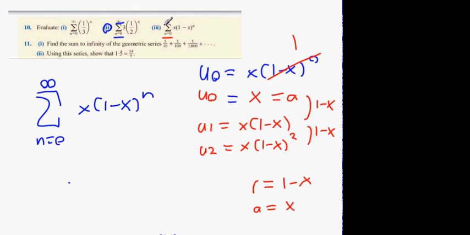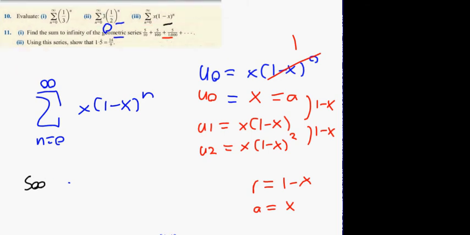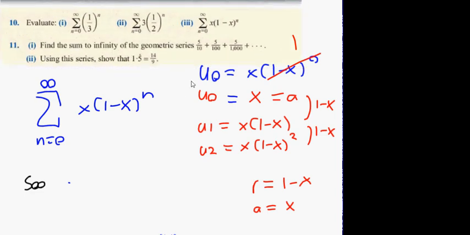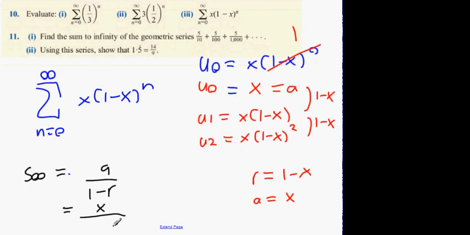So now we're going to find out the sum of infinity, because it says infinity up here. Just to be dead certain about this, just to show you, you can see it's the sum of infinity. Okay, so the sum of infinity equals A divided by 1 minus R, which is going to be x divided by 1 minus, 1 minus x. It's going to be x over x, and that equals 1.